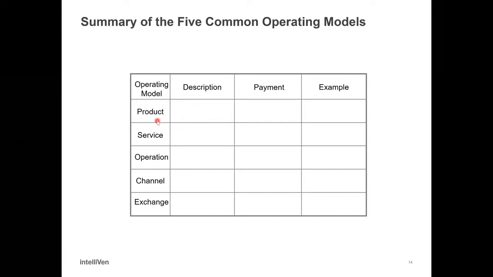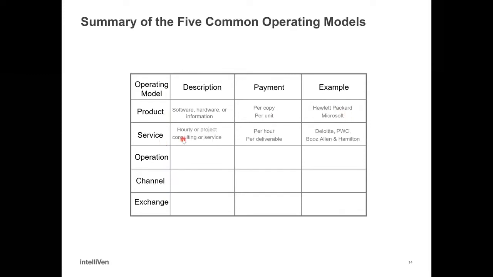So a product organization, for example, could be you provide software, hardware, information, a thing. You can point to it, and you get paid for it per thing, per copy, per unit. Examples would be Hewlett-Packard provides printers and computers, Microsoft provides software, and so on.